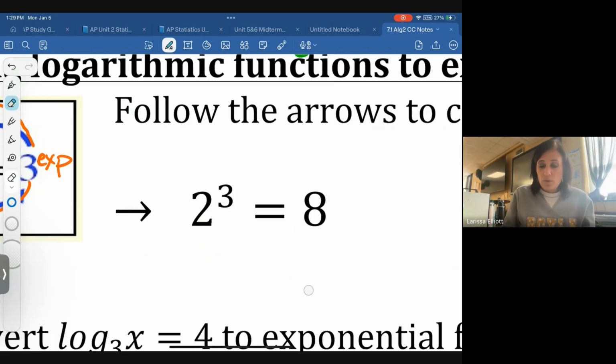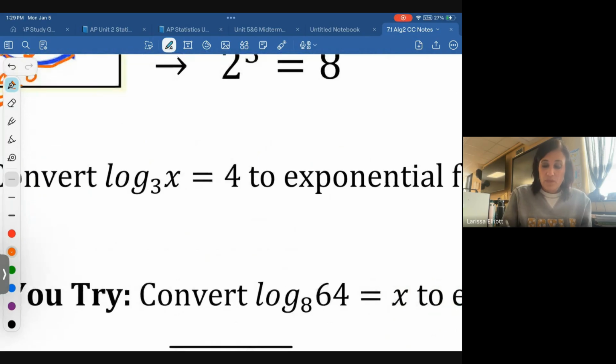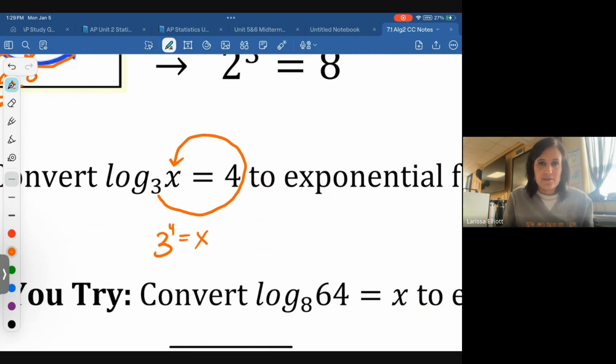Okay. If you go in the wrong order, you will not have a correct answer. So here we go. 3, pass by your equal sign. The number that you pass by is your exponent, and whatever you land on is the answer. So this is 3 to the fourth equals x. And if needed, you could solve for x. I'm not going to do that in this video, but if you needed, you could put 3 to the fourth power in your calculator.